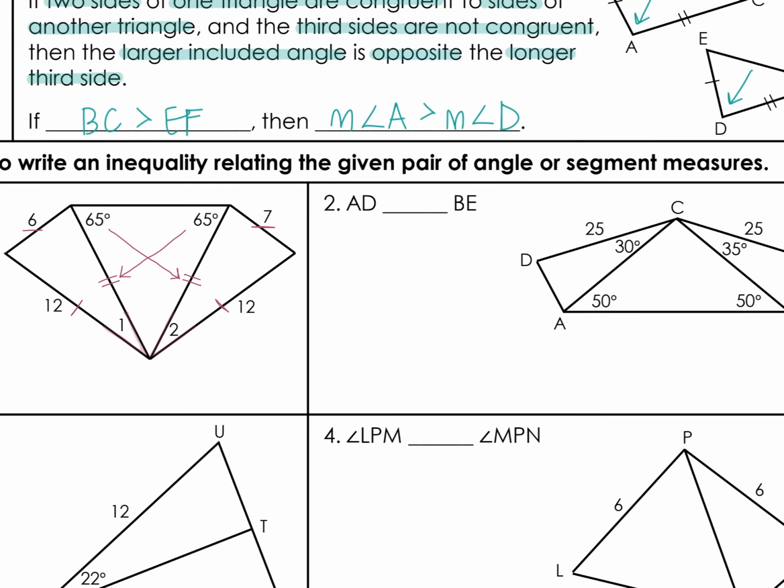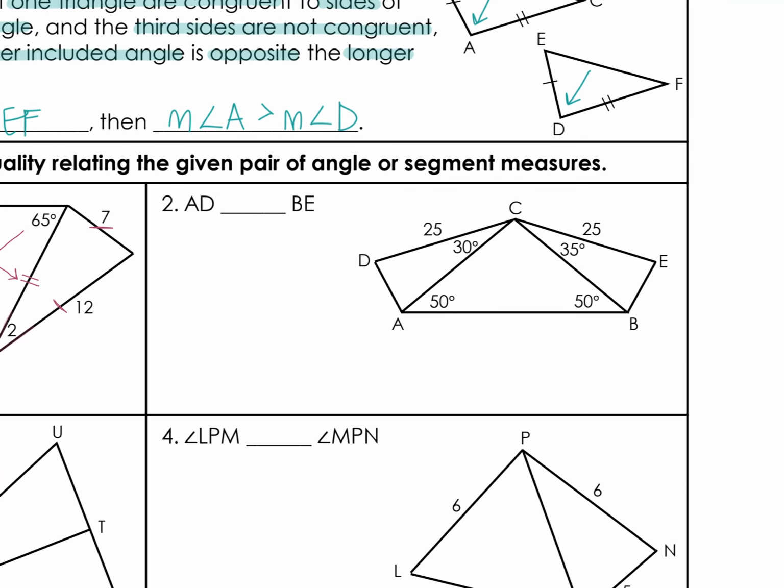Now let's look at number 2. Once again, we have an isosceles triangle. These two 50-degree angles mean that these two sides are congruent. Then we see that they both have these 25-length sides. This one uses the hinge theorem, side angle side, because we see that 35 degrees is larger than 30. So the side opposite that 35, which is EB, should be larger than AD.